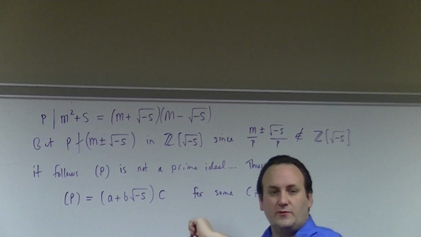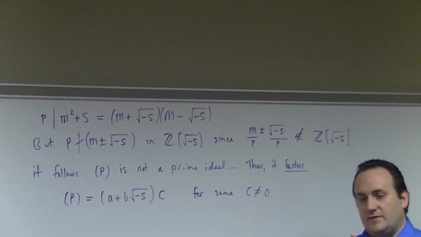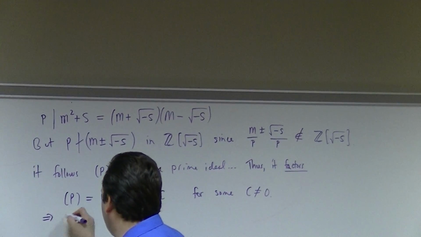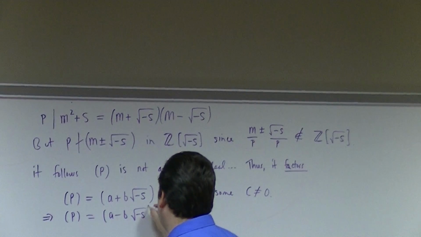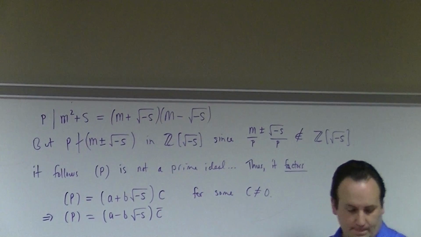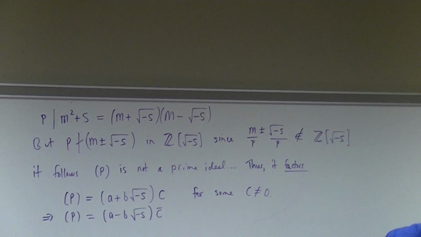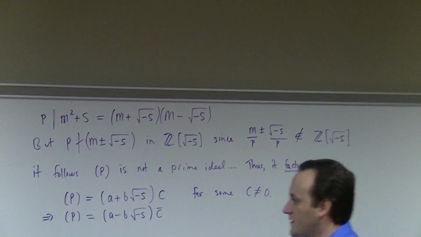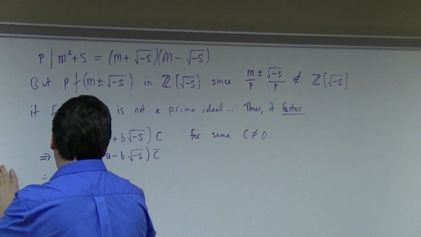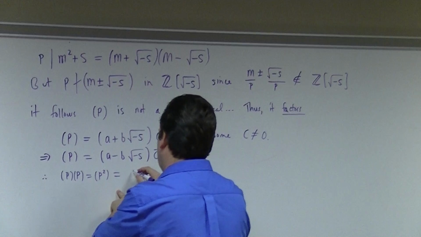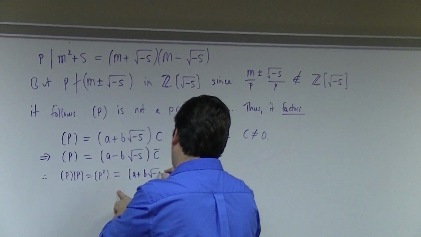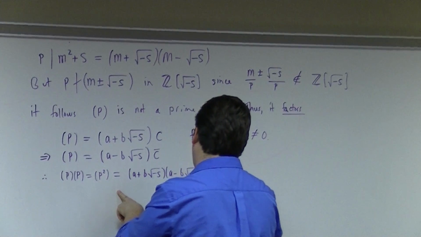What's the conjugate of p? p is a real prime, right? So the conjugate of the left-hand side is just p again. What's the conjugate of this? Well, it's a minus b times the square root of minus 5, times the conjugate of c. So we've got these two factorizations of p. If you multiply the equations, we can take the product of these two ideals, right? So this tells us that p with p, which is p squared, is equal to a plus b square root of minus 5 times a minus b square root of minus 5 times c c bar.